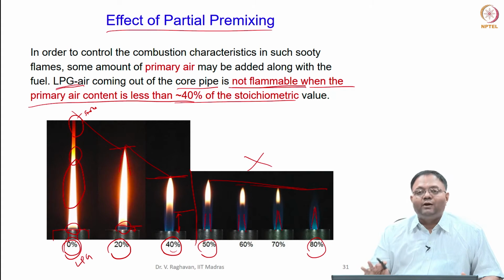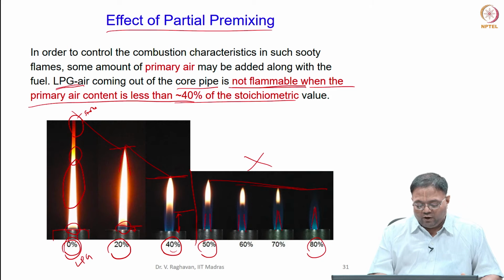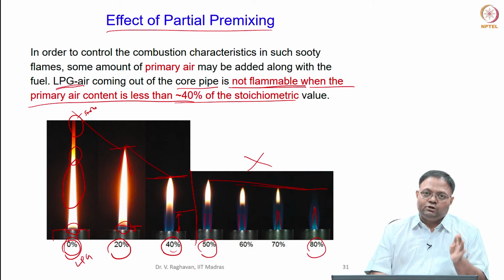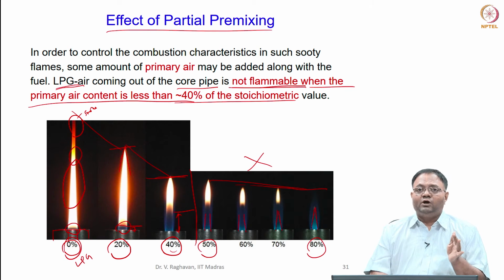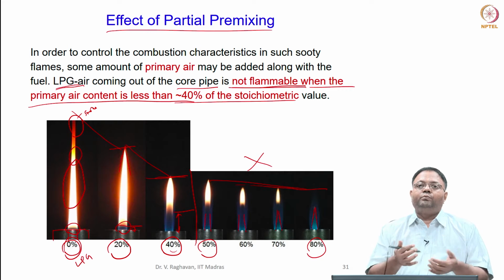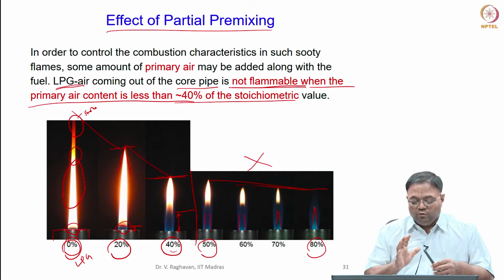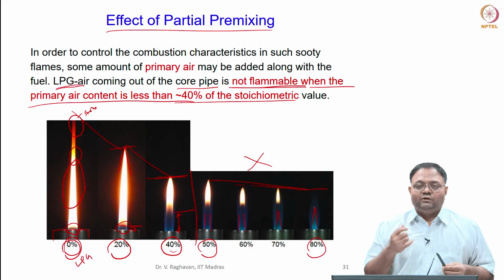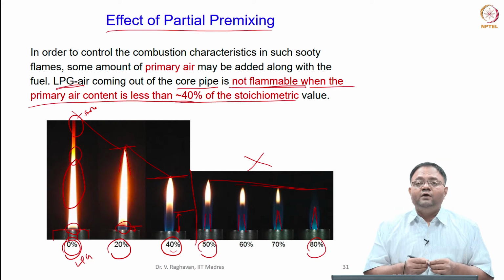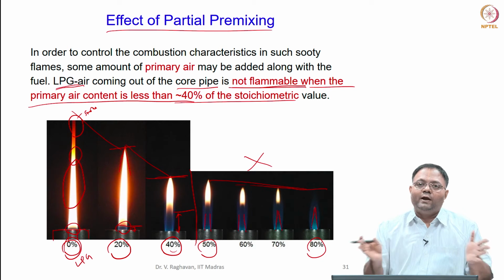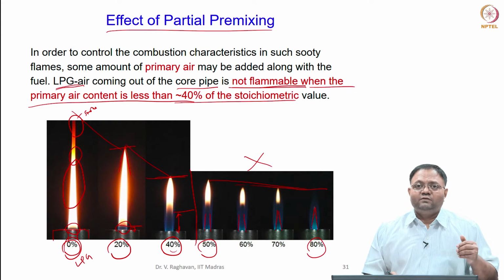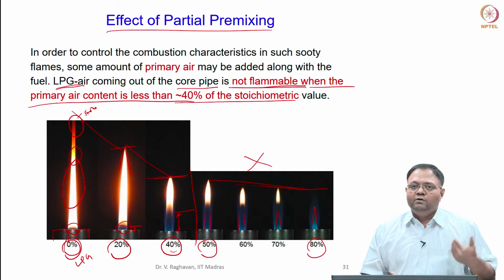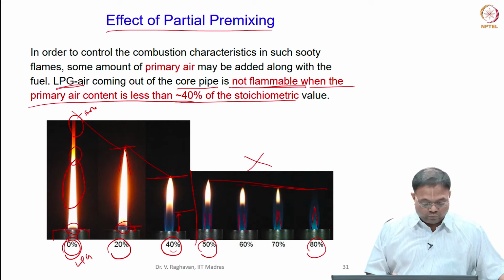These are normally not considered. So, we go for primary aeration which keeps the mixture not flammable. Because if a flammable mixture exits out of the core flow, then there is a problem of flashback. When you have a problem of flashback, then we have to restrict the flow rates. That means we cannot have the joy of operating the burner in a wide range of conditions, which is the benefit we gain from a diffusion controlled flame.